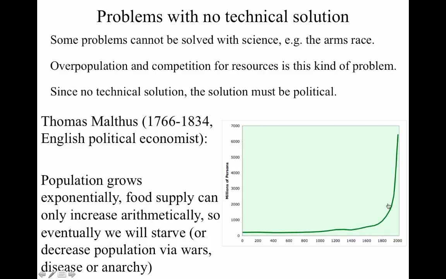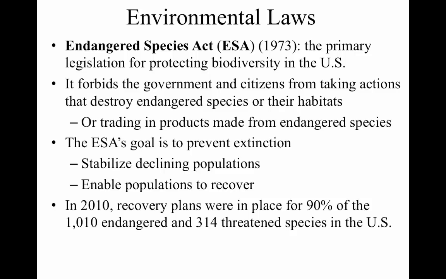And with all these more people, we can grow more food, but we can't have an increase in food production that goes exponentially up like the population does. You might be able to double it in a best case scenario, but you can only increase food supply arithmetically, whereas population growth is exponential. So eventually we will starve unless we decrease population some other way, but that's not a good ending either.